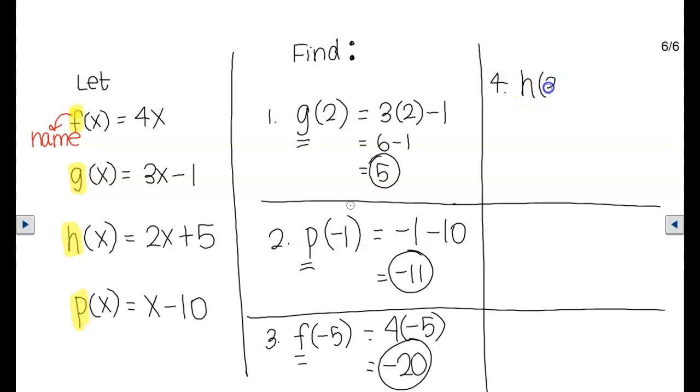All right, so I could say find h of 3. So use the function named h, which is this guy, and input a 3 for that x. So you're going to do 2 times 3 plus 5. You'll do 2 times 3 first and get 6, and then 6 plus 5 is 11. All right, so that is function notation. The letter tells you the name of the function, so that tells you which of these functions to use. The number in the parentheses is what you are going to input for x.